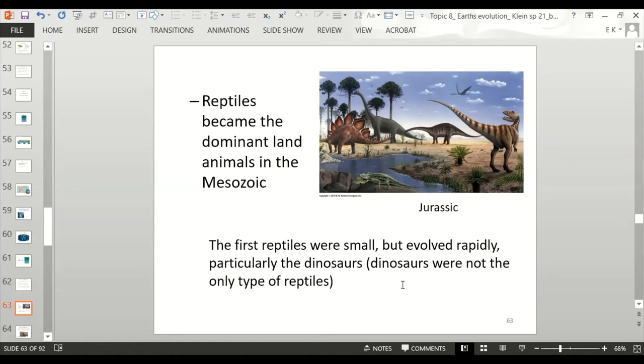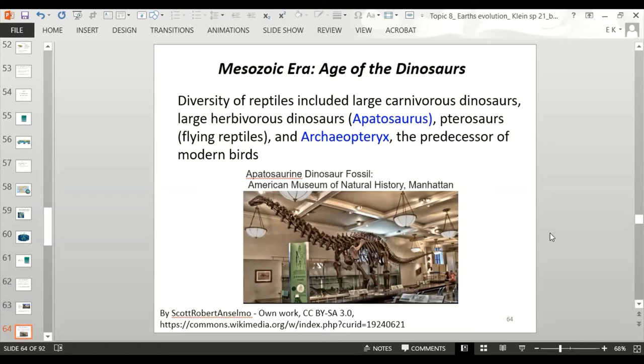But keep in mind also, dinosaurs were not the only type of reptiles. You had other reptiles around, but dinosaurs evolved particularly rapidly and grew from small dinosaurs to large dinosaurs, extremely large by the end of the Cretaceous. We had very large dinosaurs. So diversity of reptiles included large carnivorous dinosaurs, large herbivorous dinosaurs, for example, an Apatosaurus, which we see below. This is a dinosaur fossil model of an Apatosaurus, and you see these two people standing here as a size reference. Then we had pterosaurs, which were flying reptiles, and something we call an Archaeopteryx, which is the predecessor of modern birds.